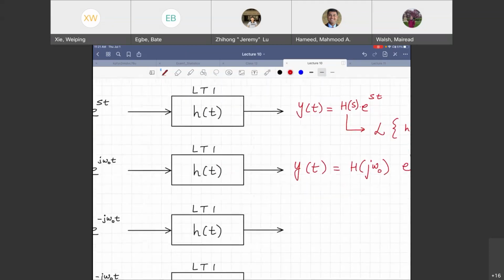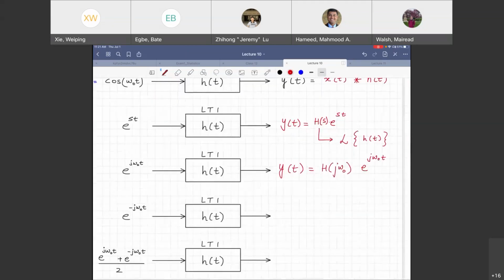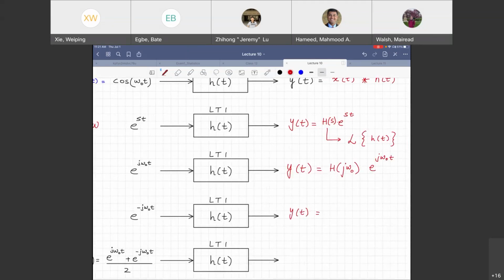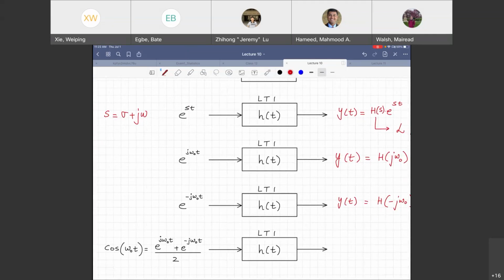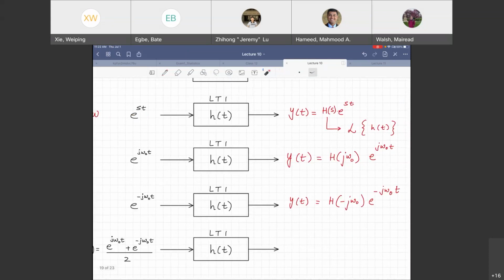What do you have? E to the minus j omega naught t. Let's zoom out. What is y of t here? What is the cosine? Cosine omega naught t is e to the j omega naught t plus e to the minus j omega naught t divided by 2, thanks to Euler's. So use the linearity property of LTI systems and tell me what the output is going to be. You simply take this, add this, and divide by 2, right?